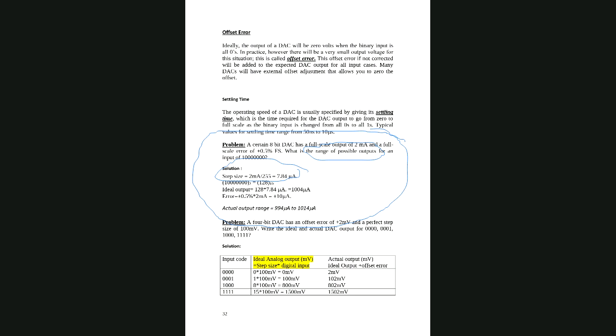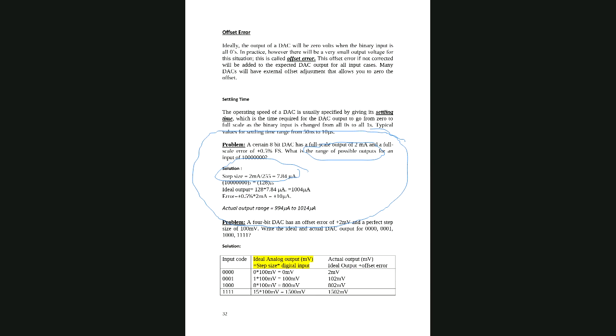So now, very simple, what is our output? The ideal output is 1004 microampere plus minus 10 microampere. So again, first you find the ideal output.